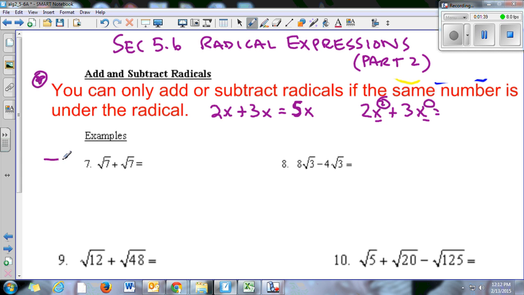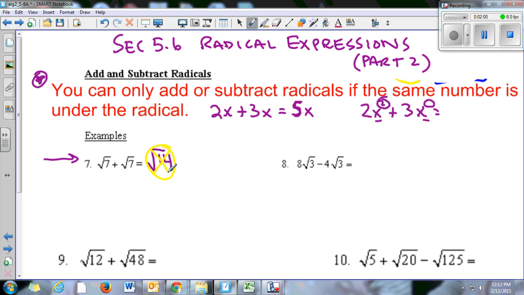So you can see here in this example, I've got the square root of 7 plus the square root of 7. The one thing most of us are going to do is say, oh, hey, that's the square root of 14. Sweet, I got it. I am so good at math, except for one thing, that is not right. The square root of 7 plus the square root of 7 is not the square root of 14.